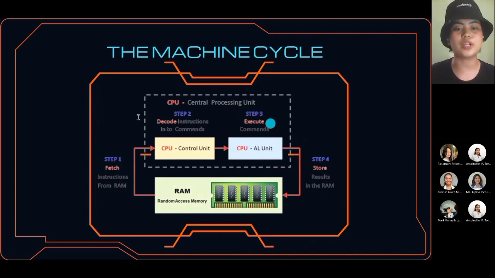Last step is step 4. The results of the math problem are stored in memory, and then it appears on the screen of the student's monitor. So to repeat, the machine cycle is fetching, decoding, executing, and lastly, storing.